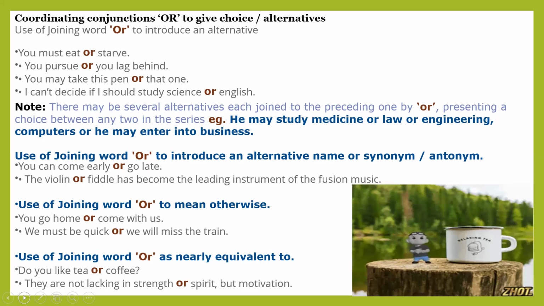Use of joining word or as nearly equivalent to. Do you like tea or coffee? They are not lacking in strength or spirit, but motivation. In this sentence, we have used two conjunctions. So, or spirit, then comma, then but motivation.